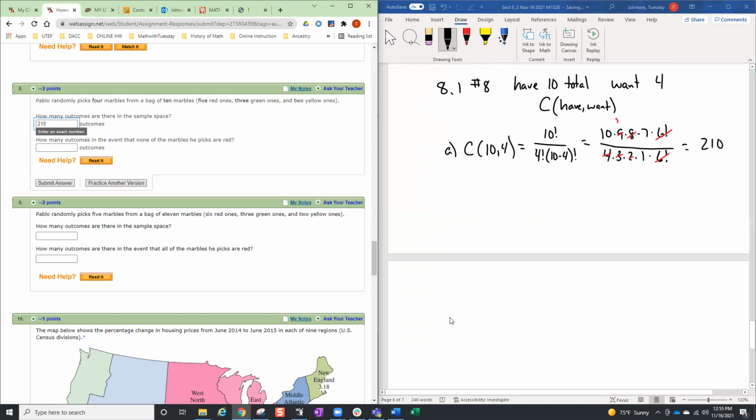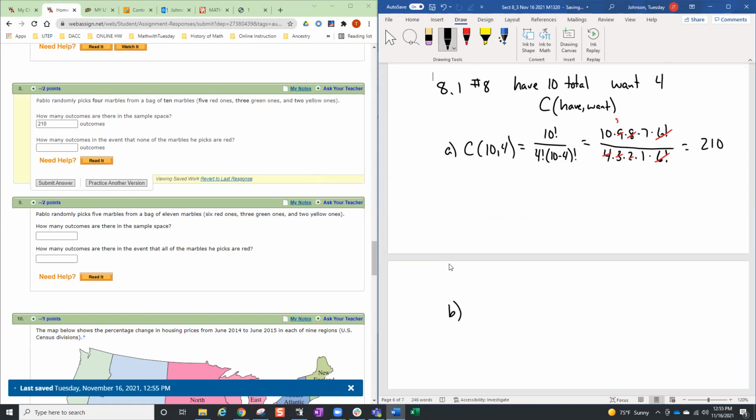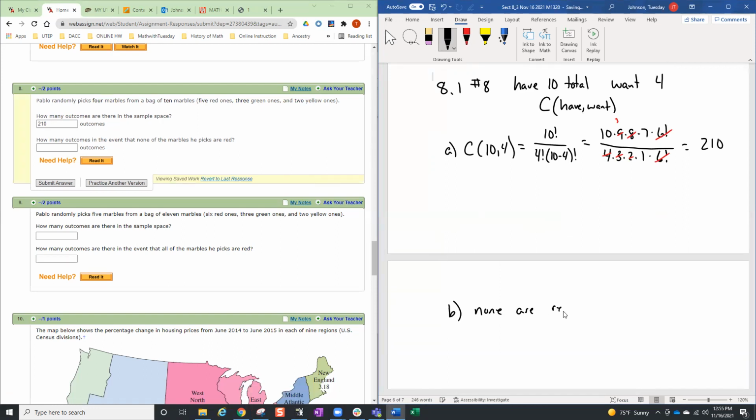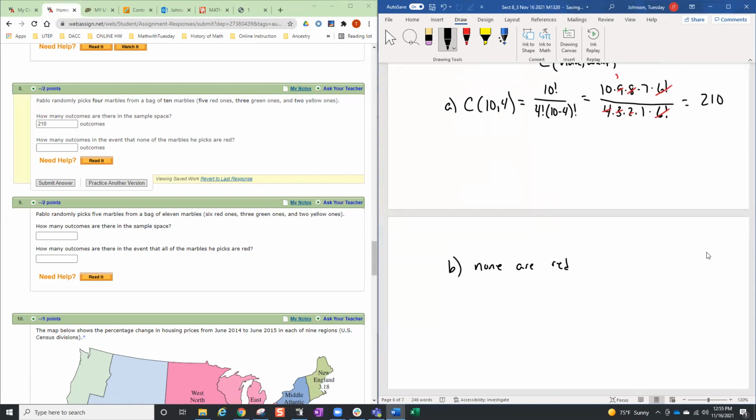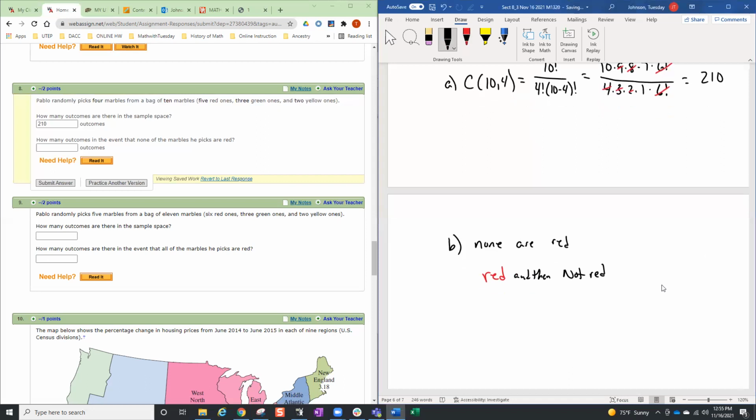But in part B, which is not really part B, but I'm going to call it part B, none are red. So remember, we have to account for all 10 of them at all times. So what I'm going to do is look at the red, and then not red. Red and then not red.